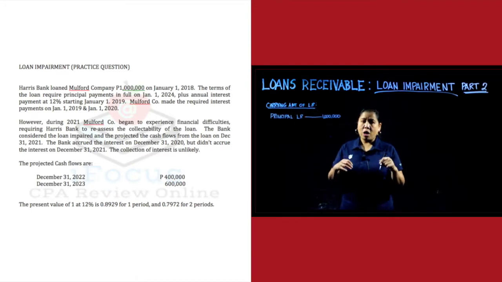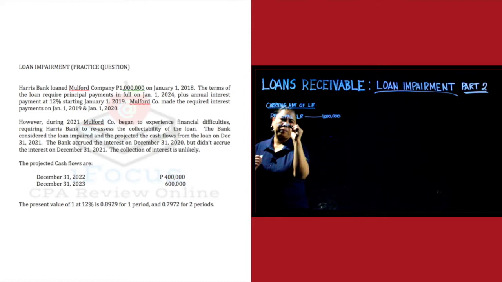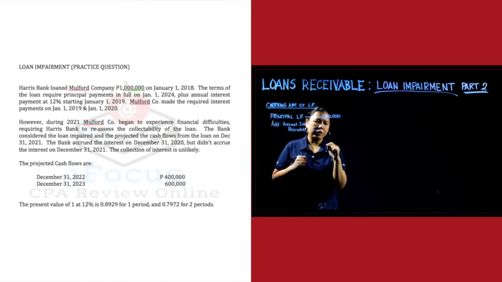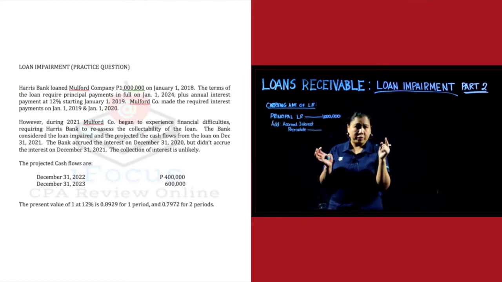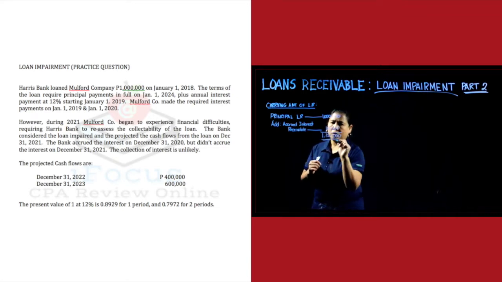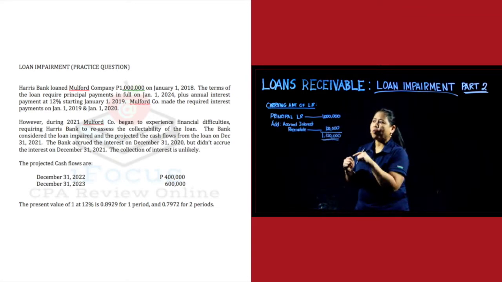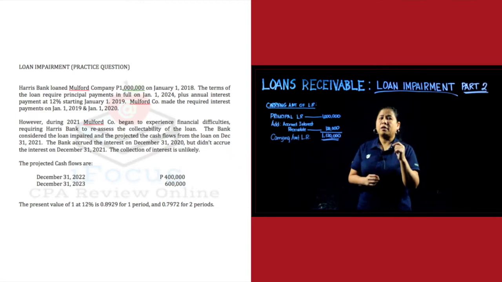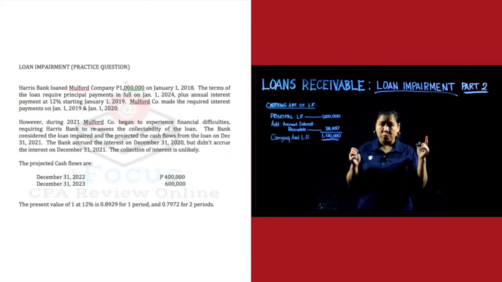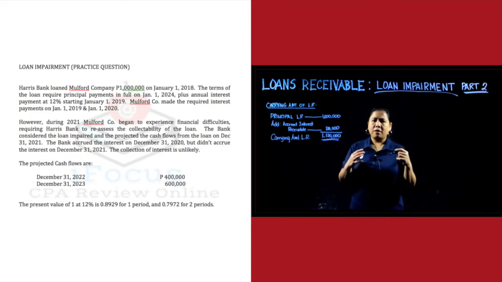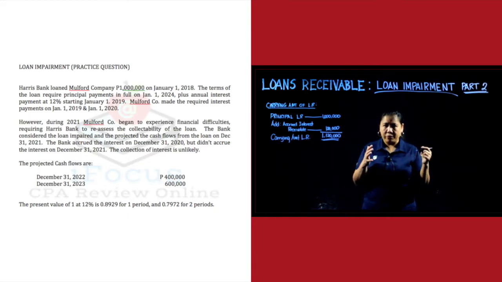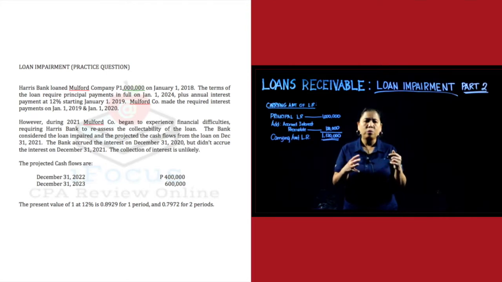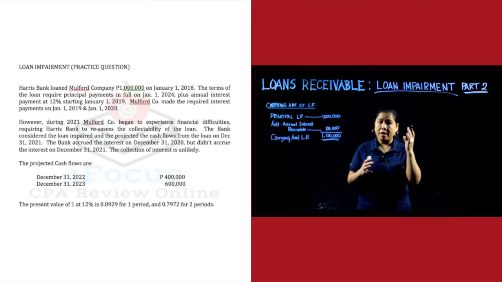Our principal amount on this problem is 1 million. Then we will add our accrued interest receivable of 120,000. So our carrying amount of our loans receivable is 1,120,000. Itong projected future cash flow ay given sa problem natin. Alright? Usually given ito sa problem. So, itong projected future cash flow na given sa problem, yan po yung amount na pwede pang bayaran ni borrower.